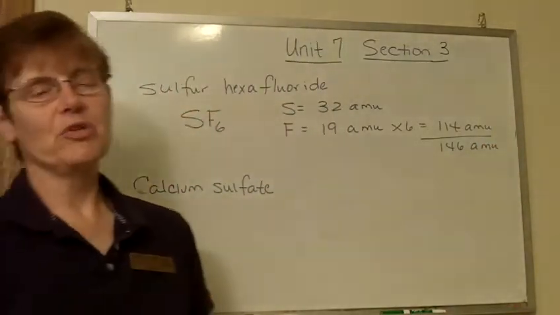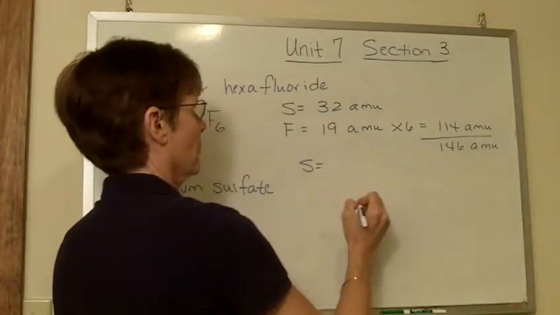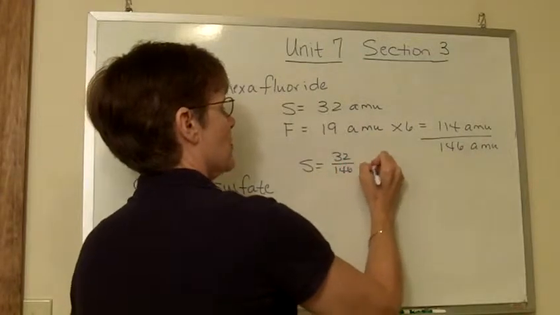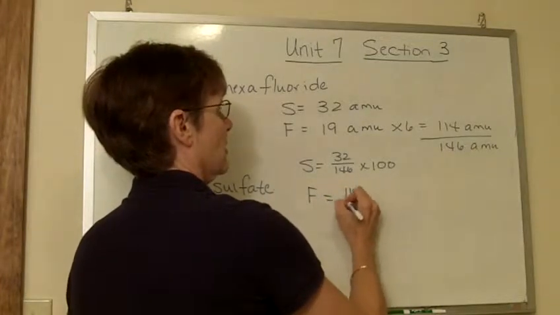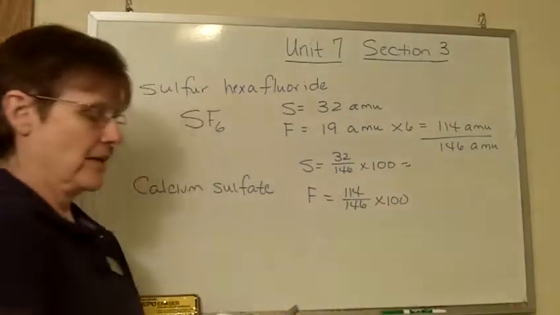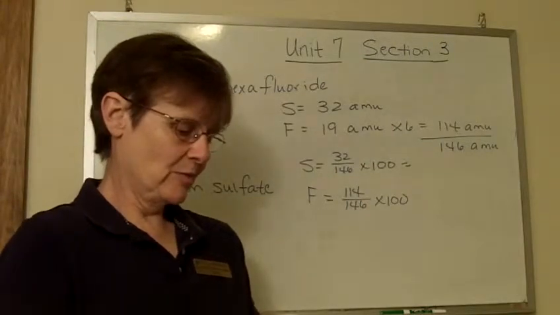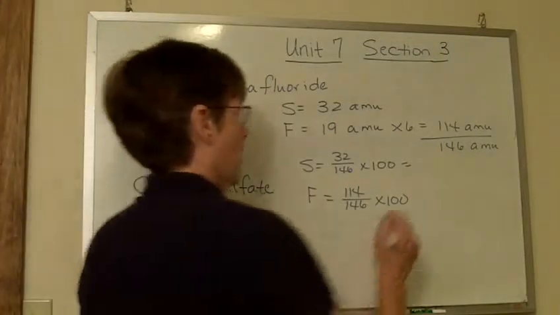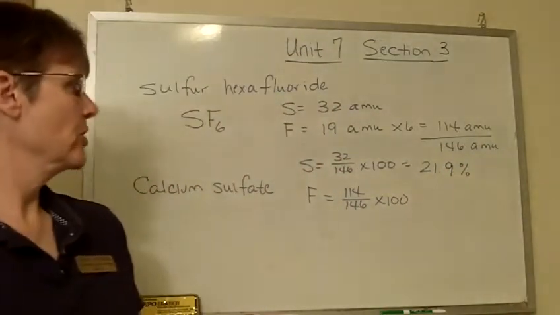And you are familiar with percent, so you know how to do this. If we looked at sulfur, we would say the percentage of sulfur then is 32 over the total of 146 times 100. And for fluorine, it would be 114 over 146 times 100. And if we did it right, we should add up to 100%. So 32 over 146. So that's 21.9. 22 probably would have been close enough.